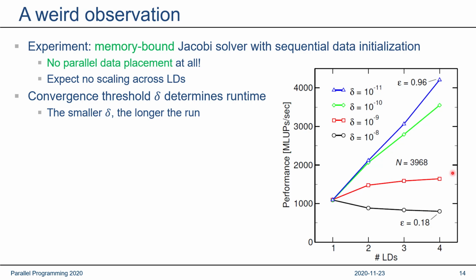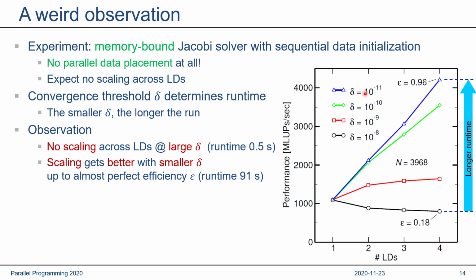This program has a parameter, a convergence threshold, which of course determines the runtime, because in an iterative algorithm, the tighter the convergence threshold, the longer the runtime. So here in this experiment, I'm doing 4 runs. The convergence threshold delta goes from 10 to the minus 8 to 10 to the minus 11. And of course, the smaller it is, the longer we need to get convergence. So it's like an indirect way to determine the runtime of the program.